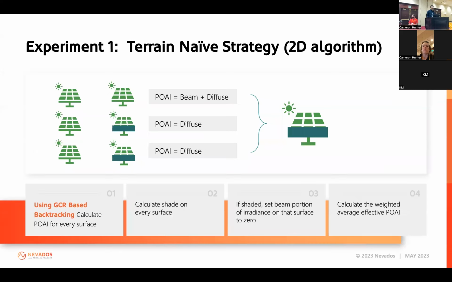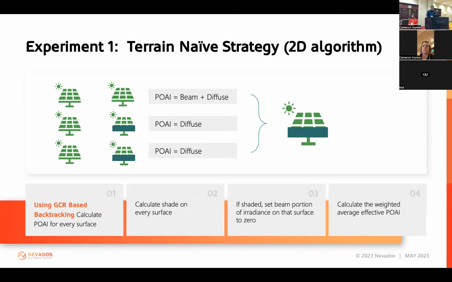Okay, so first off, we want to know what happens when you just use your terrain-naive standard GCR-based backtracking strategy. Obviously, there are tools now that can do this for you in terms of the energy model, just like the PV case presentation that just happened. But basically what we did is we simulated the POAI for every single bay. For a Nevados tracker, you might have one tracker with 11 bays. Each one of those bays has a different angle that it's facing. Okay, so we calculated that.